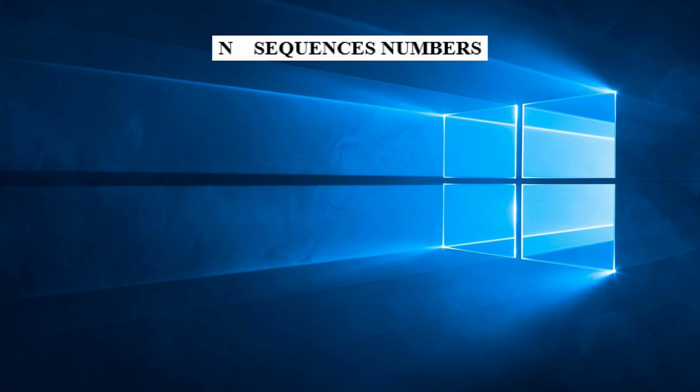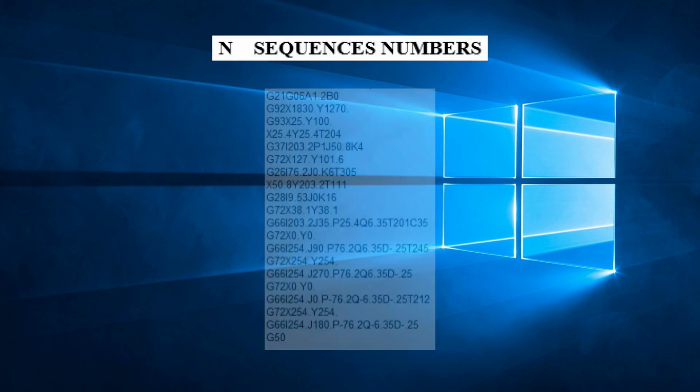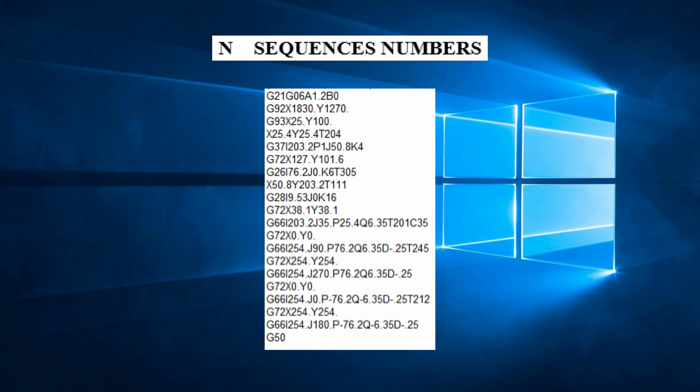Now let's look at sequence numbers. Every G-code program is executed sequentially. In other words, the control executes one line at a time and reads the lines from top to the bottom of the program. Each line can have a line number, but it is optional.